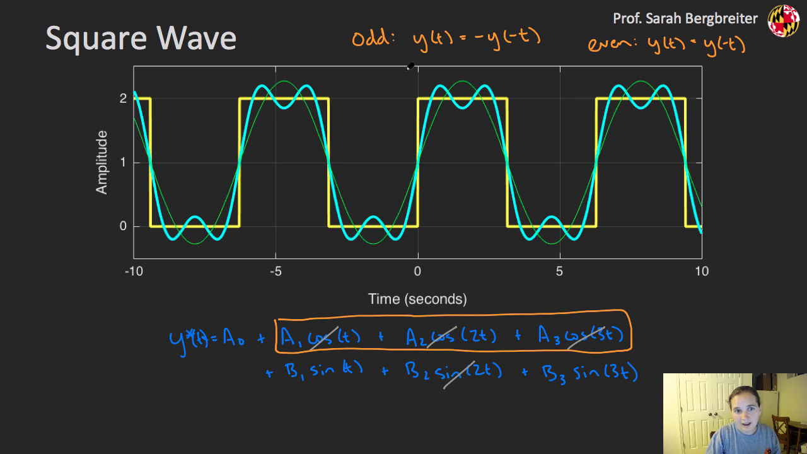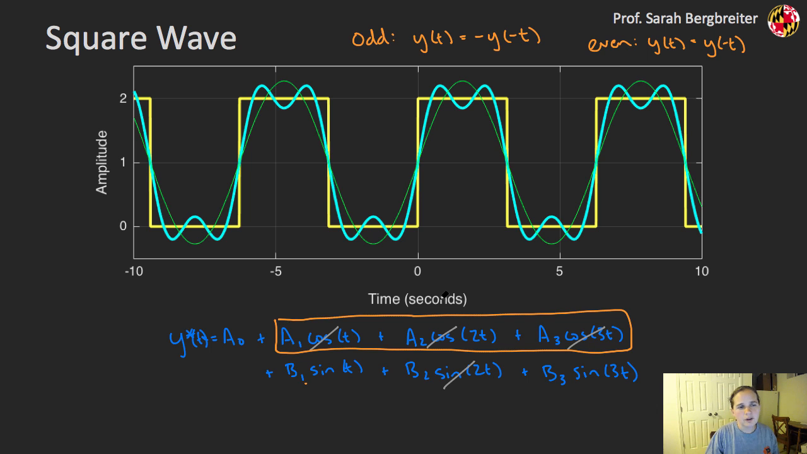And so because I have an odd function, my infinite sum of sines and cosines that are creating this, I'm really only going to use the sines. If I had an even function that I was trying to represent, then I would use the cosines only. And obviously if I have some arbitrary function that's neither even nor odd, then I need both the cosines and sines to represent my function.